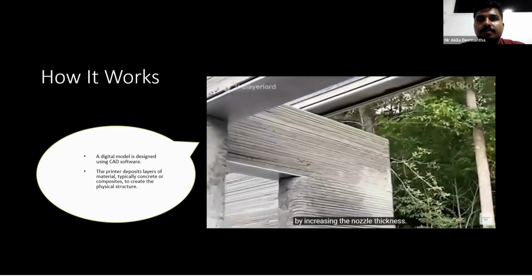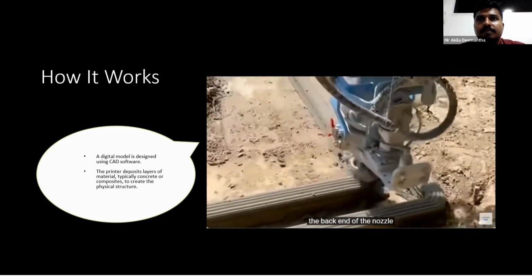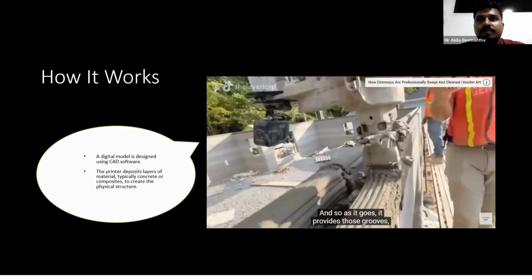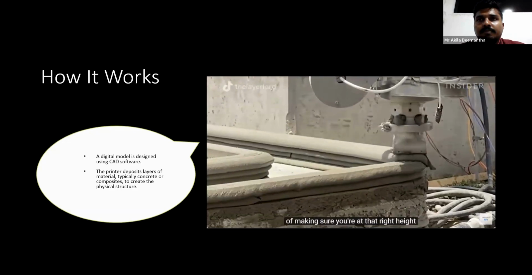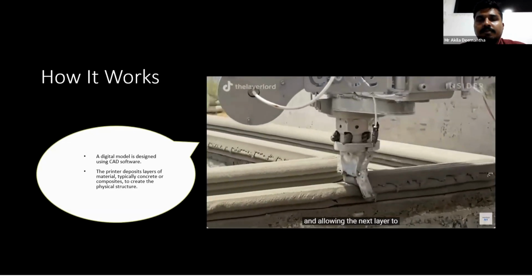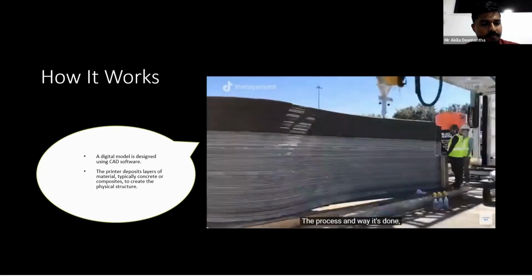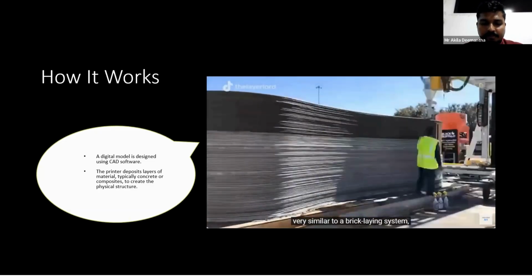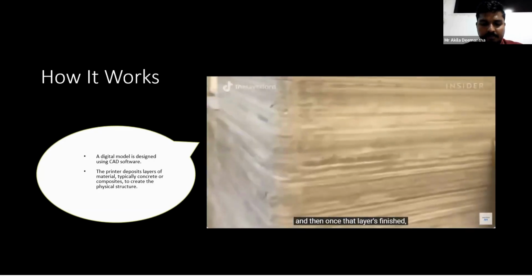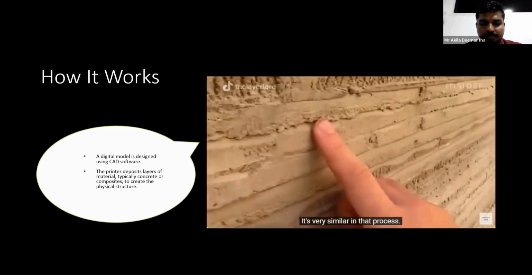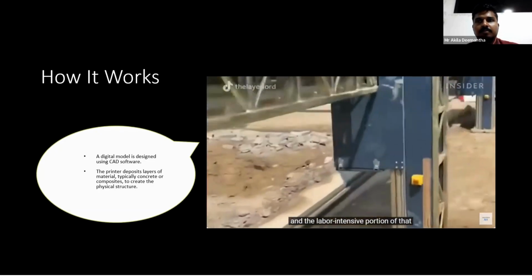On this specific nozzle, the back end of the nozzle has a raking system, and so as it goes, it provides those grooves, and that's just an indicator of making sure you're at the right height, and allowing the next layer to smooth directly over top. The process, the way it's done, is very similar to a bricklaying system, where you would go around and do one layer of bricks, and then once that layer is finished, you go to the next one. It's very similar in that process. However, the building materials and the labor-intensive portion of that is obviously different.